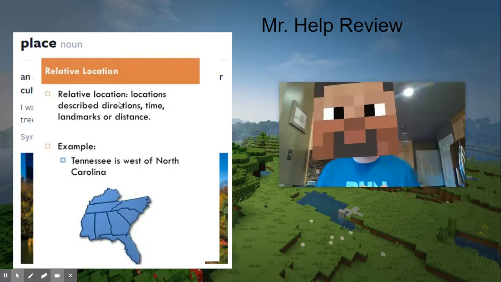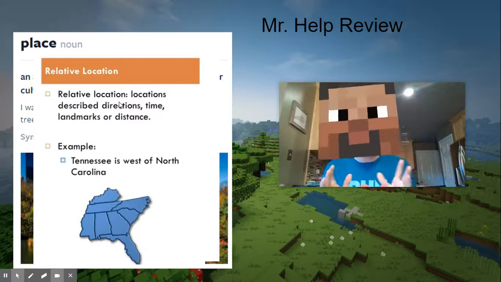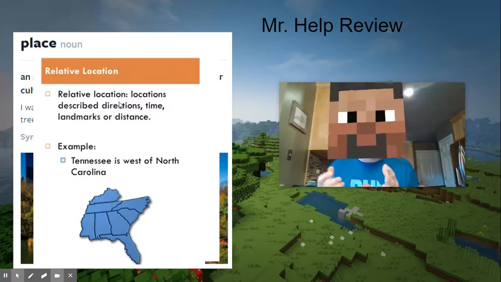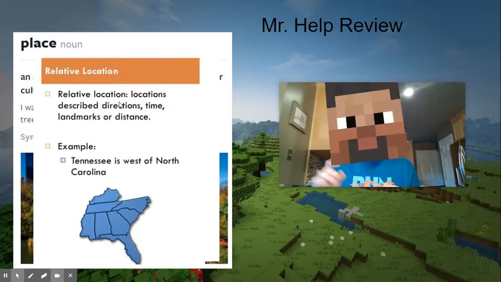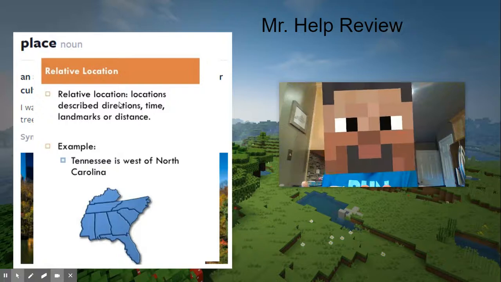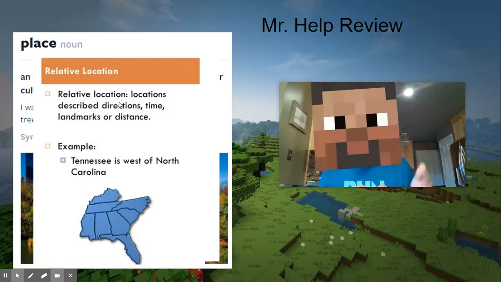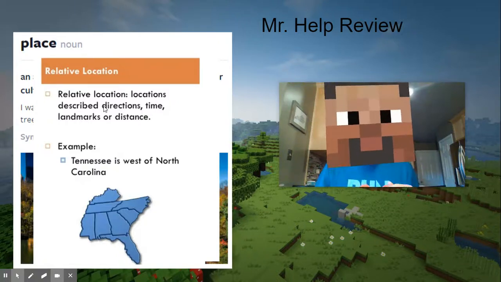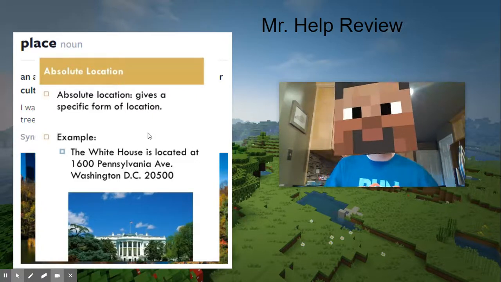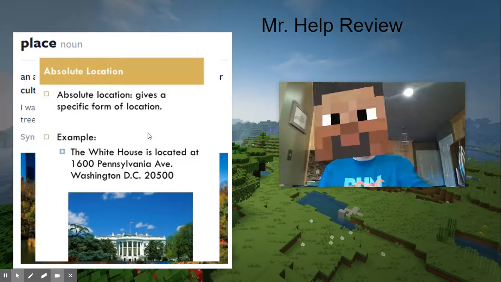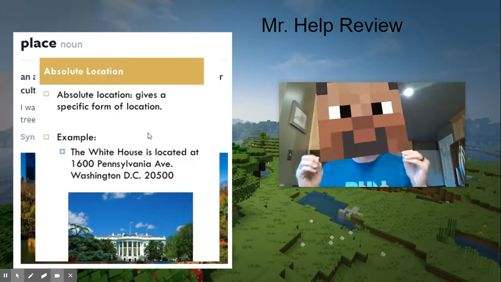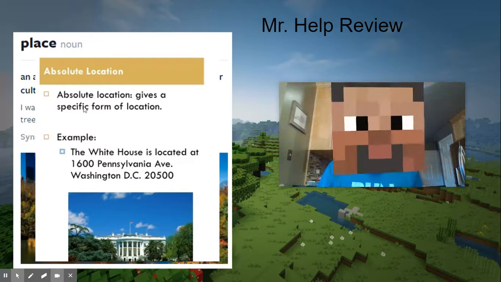So now we have relative location, and this is going right with our location. So relative location, locations described with directions. So again, you have an example down here. Tennessee is west of North Carolina. So again, time, landmarks, distance, this is relative. We then have our absolute location. This gives you a specific location. So for example, for the White House, its address. Longitude and latitude are great absolute locations.